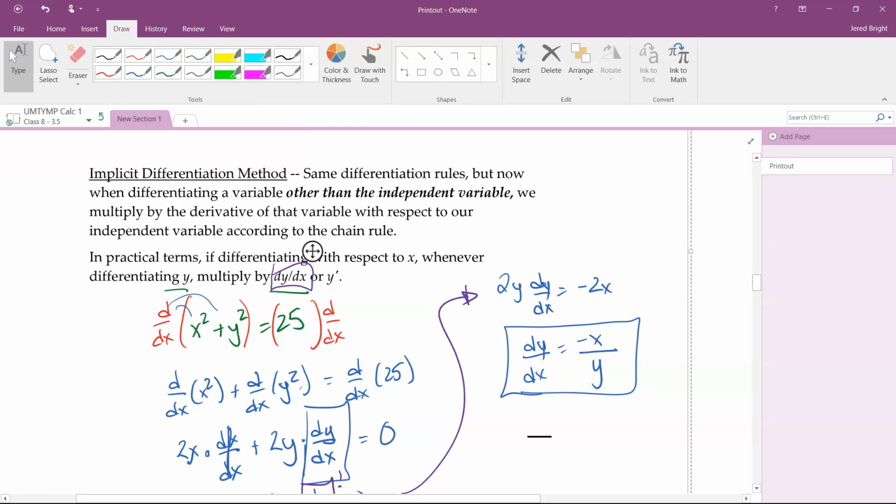Now, this whole concept of including dy/dx, that's new, and that's a little weird. So in the videos that follow, we're going to get a lot of practice identifying this dy/dx and solving for it.